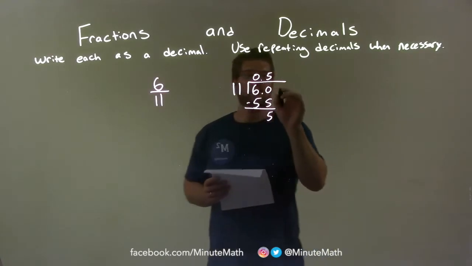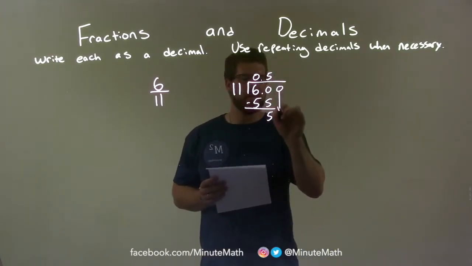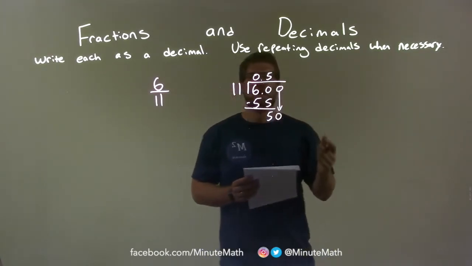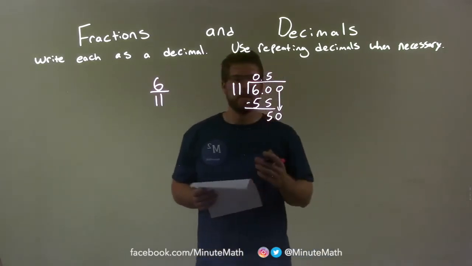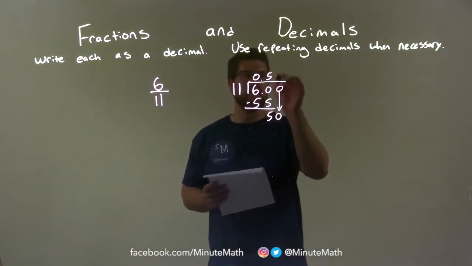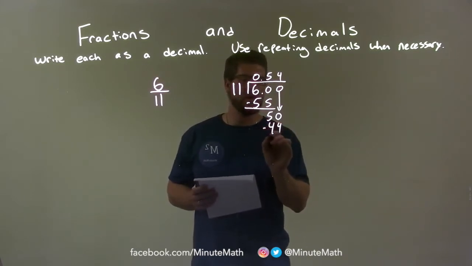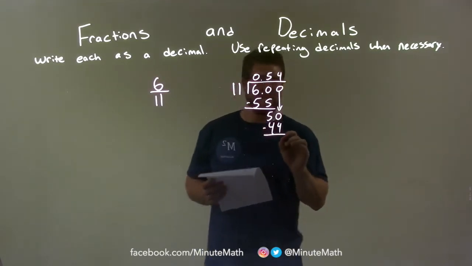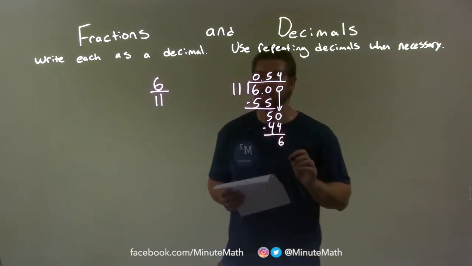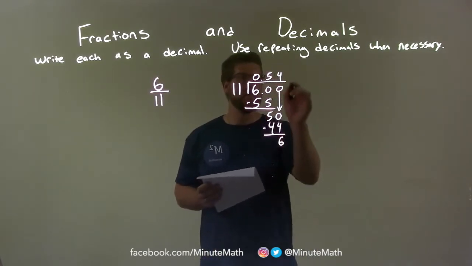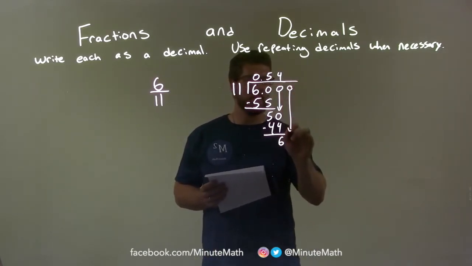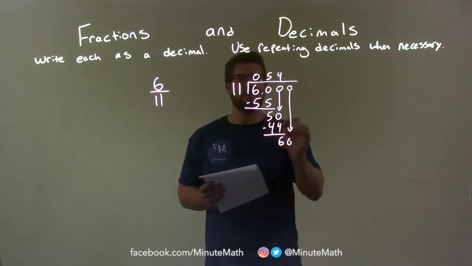We bring down another 0 over here, and we have 50. Now 11 can go into 50 how many times? Well, that's going to be 4 times, right? 4 times 11 is 44, okay? 50 minus 44 is a 6. And hopefully we can see that repetition right here, right? We add another 0, bring it down. 60, 11 goes into 60.